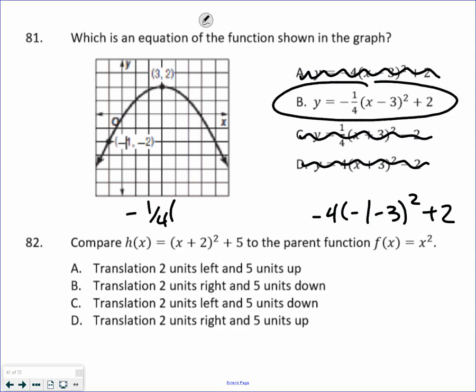Is negative 1/4 times negative 1 minus 3, squared, plus 2 equal to negative 2? 4, 4, 4. And it does. Okay.